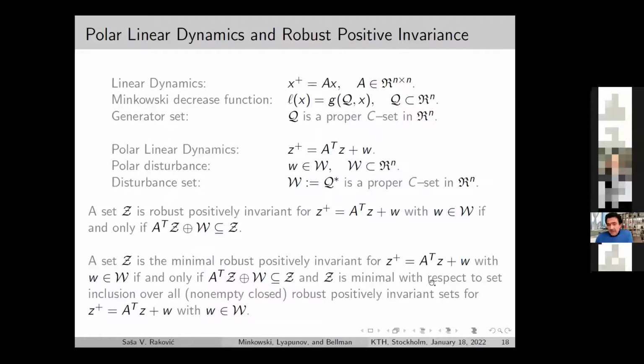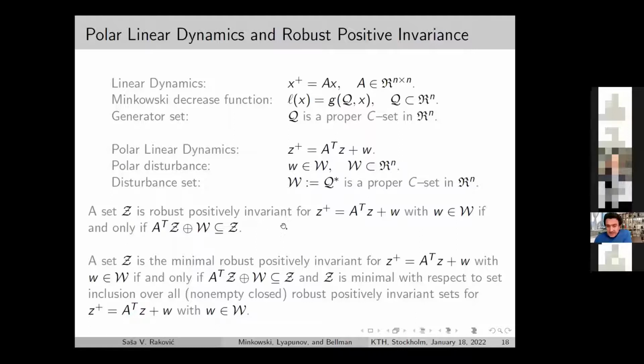And minimality is considered with respect to the set inclusion, and it's considered over non-empty closed sets. If you don't have closed sets, you cannot differentiate, and you might have certain issues, but because the set W is a property set, it's in fact enough to consider the compact sets. The minimal robust positive invariant set will be compact when it exists, when it's actually meaningful, when A is strictly stable. So the minimal robust positive invariant set is a positively invariant set which is contained in any other closed robust positively invariant set. Okay, so those are two things.